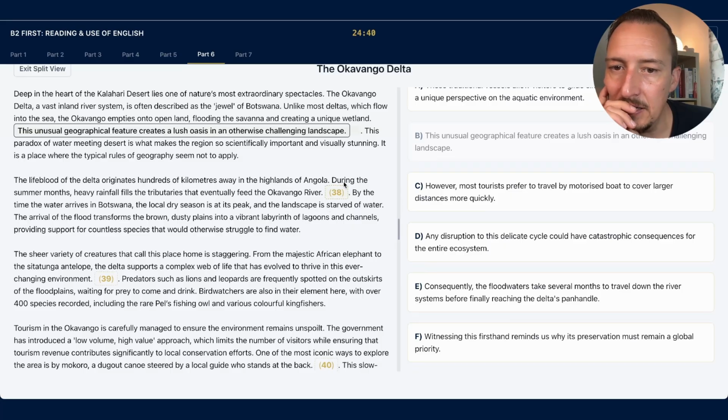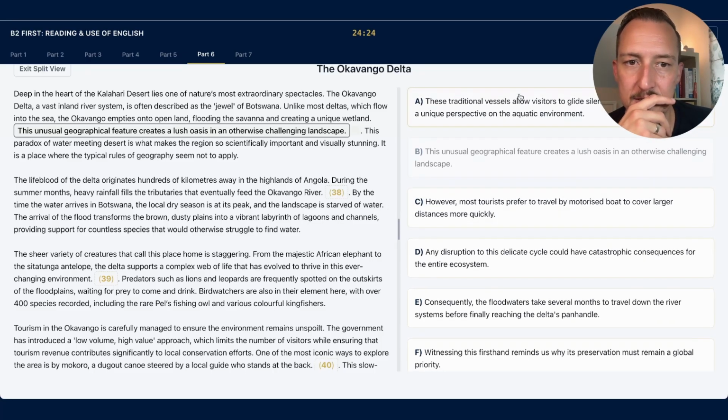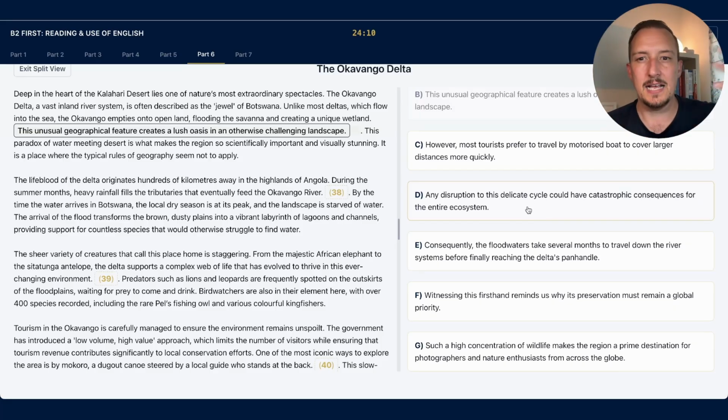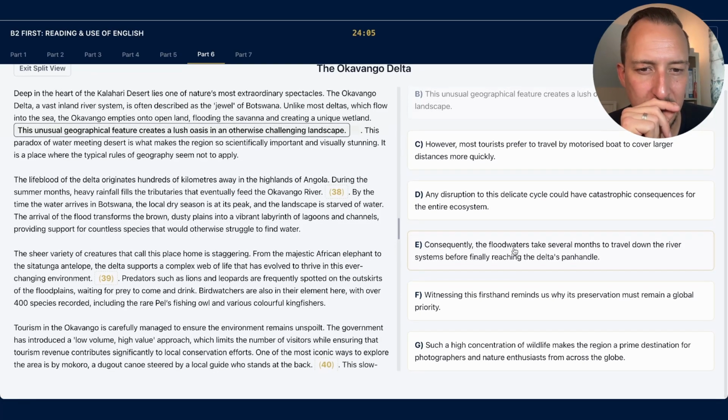Life below the deltas. During the summer months, heavy rainfall fills the tributaries that eventually feed the Okavango. By the time the water arrives in Botswana, the local dry season is at its peak, and the landscape is starved of water. So again, this is starting to talk about the dangers. So it's not A and C, those are talking about boats and transport. Okay, it's not really talking about the ecosystem consequence. So with ecosystem, you might expect to see things like animals and nature and how it's doing all that. It's more still talking about the structure. I like E here because there's a definite consequence, but let's see.